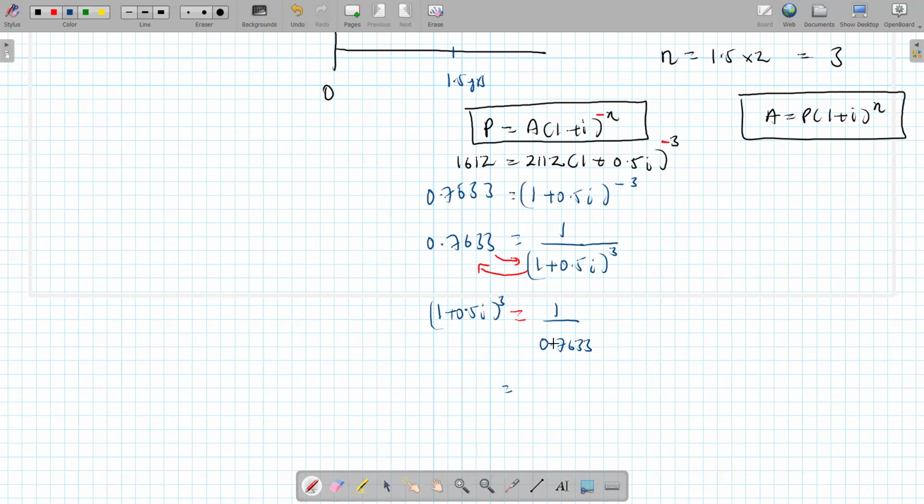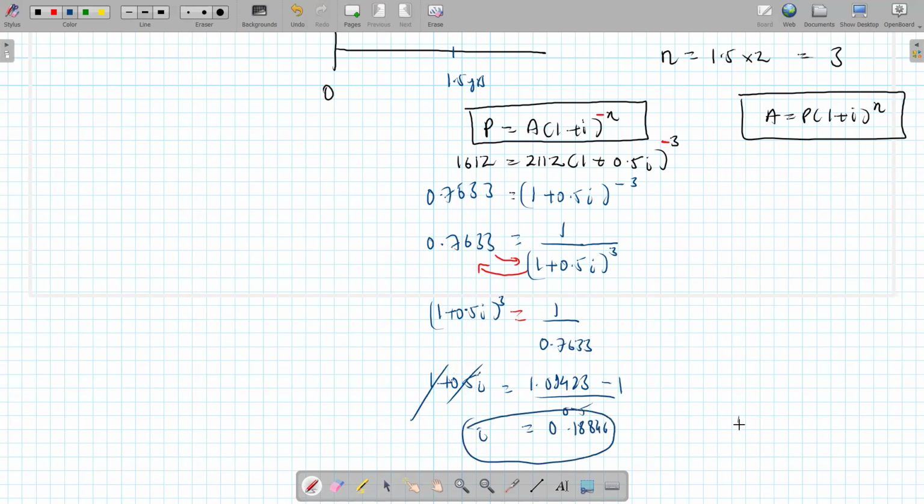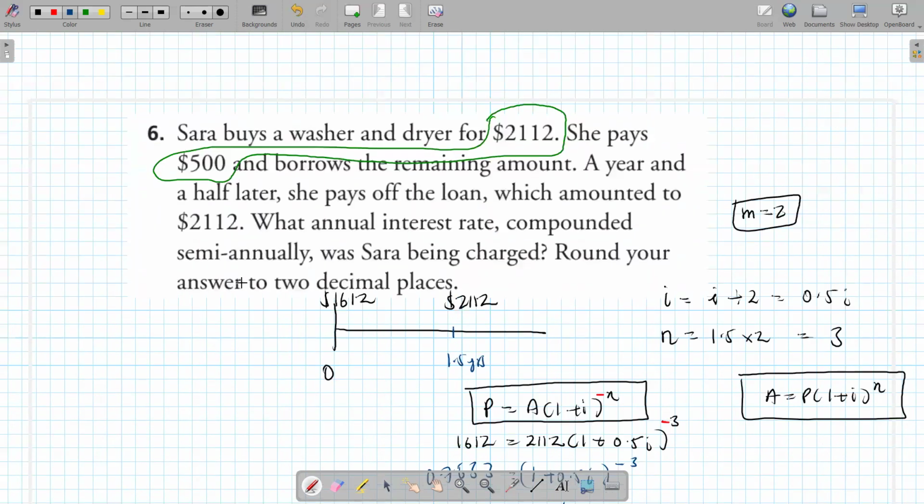Let me plug this in. Whatever I get from that, I'm going to cube root it. So 1 divided by 0.7633. Cube root just means to the power of 1/3. So I get this. Subtract 1. Divide by 0.5. So your interest rate is 0.18846. So that's 18.84% compounded semi-annually. And you are done with this question.